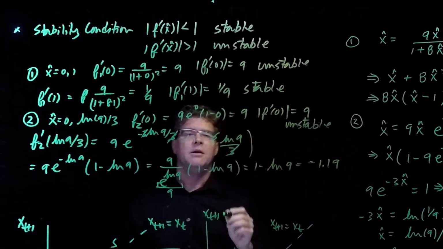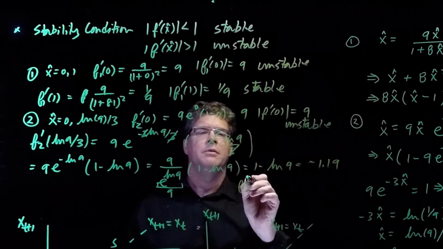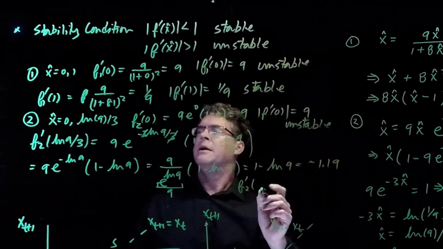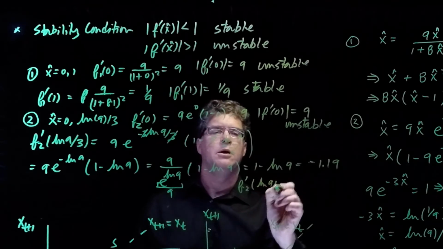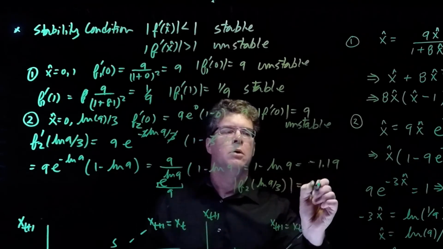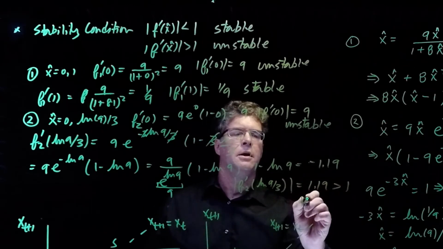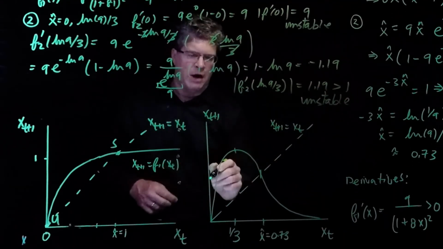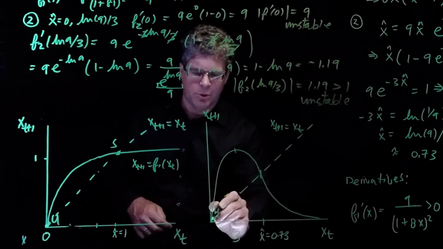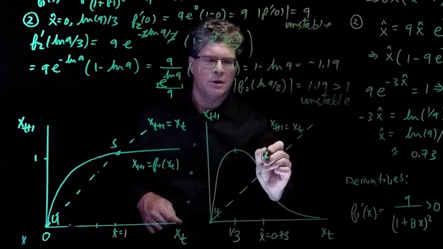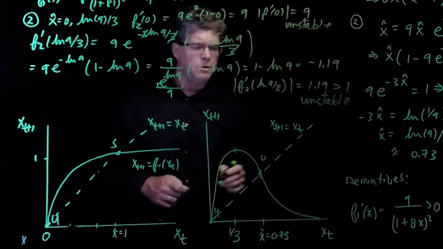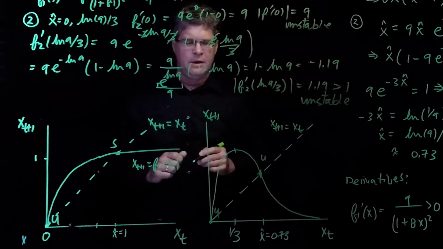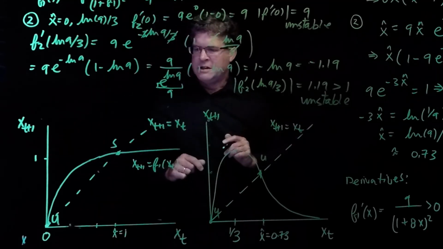And so in this case, when we take the absolute value of the derivative of f2 evaluated at log 9 over 3, this is equal to 1.19, and this is bigger than 1, and so the equilibrium is unstable. Okay, so if we mark it on the graph here, we see that we have an unstable equilibrium at 0, and we also have an unstable equilibrium at x equal to log 9 over 3, which is approximately equal to 0.73.